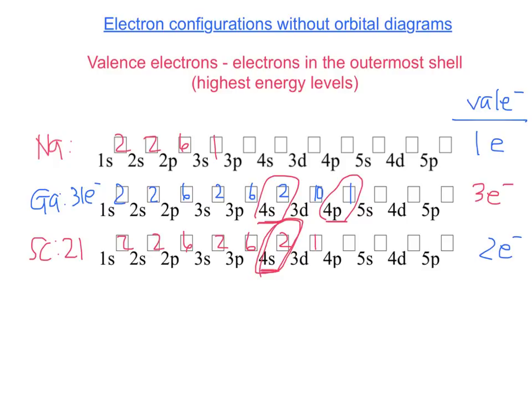Now it's your turn to practice on your worksheet, and you need to write the long configuration, the shorthand configuration, and how many valence electrons are in the atom.